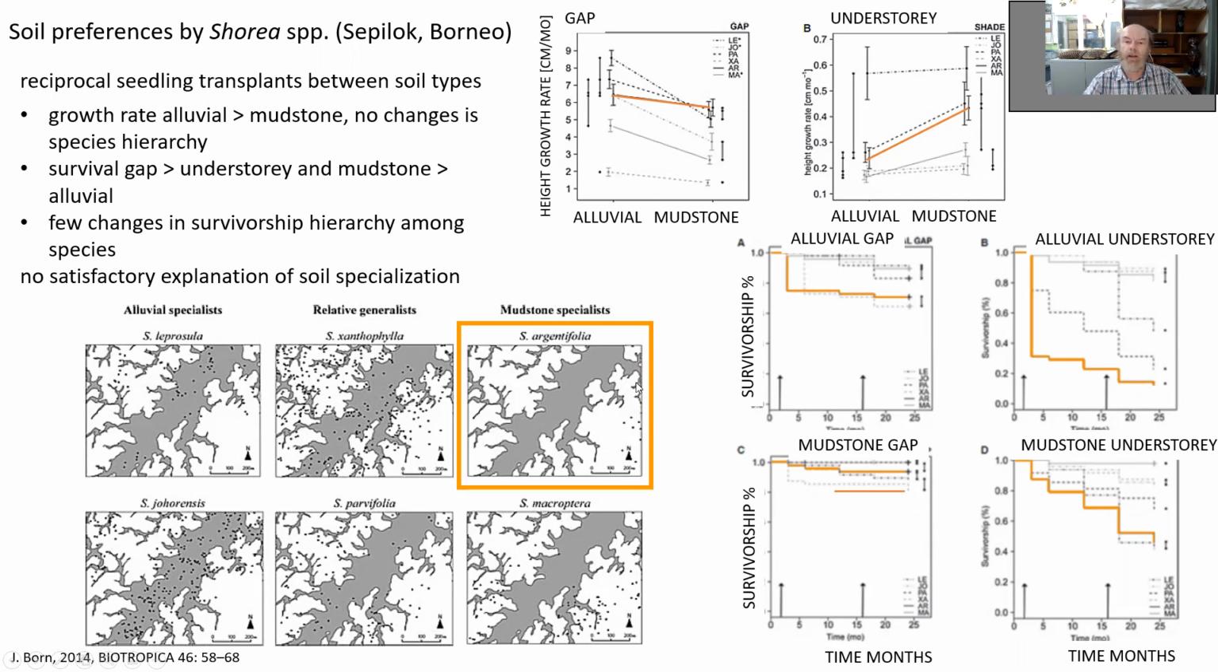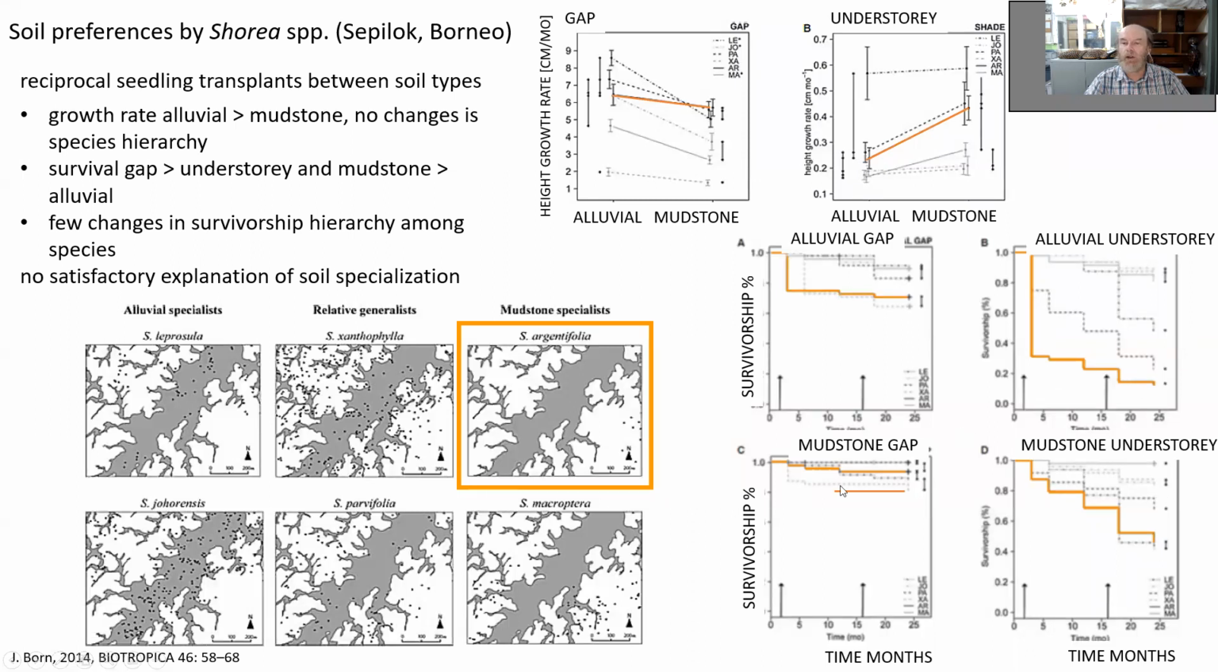But again, for instance, these highlighted species, Shorea argentifolia, it's a mudstone specialist only in white areas, but you can't really tell from survivorship. You would expect that that would be especially favorable habitat, but when you look at mudstone, the trees are pretty much dying. Yes, they are dying a little bit less here on mudstone understory than in alluvial understory.